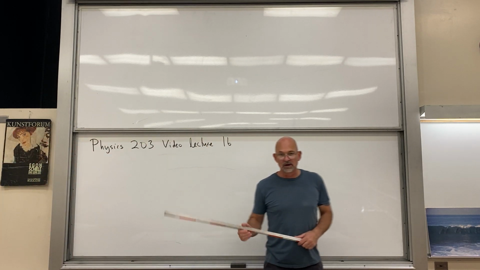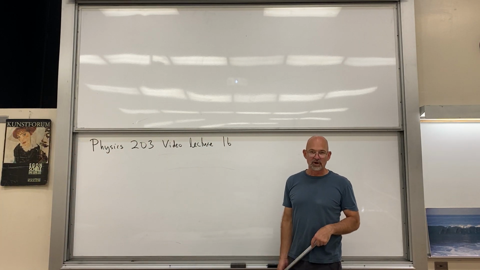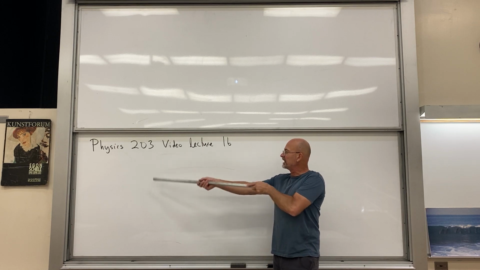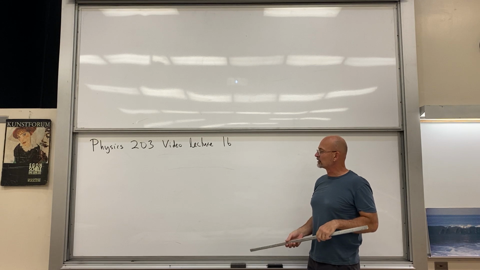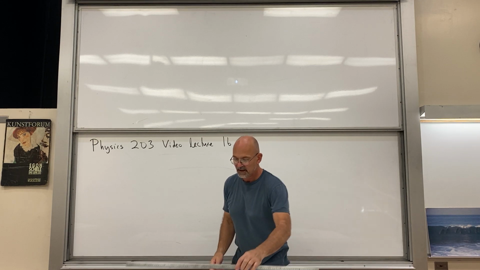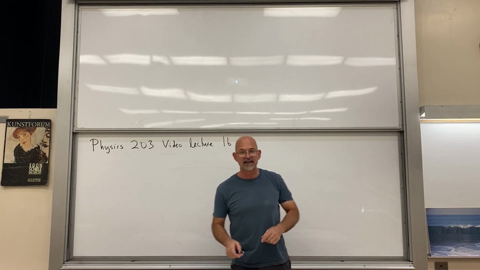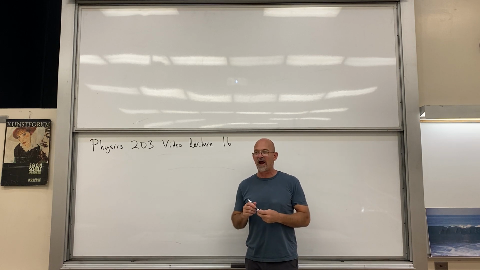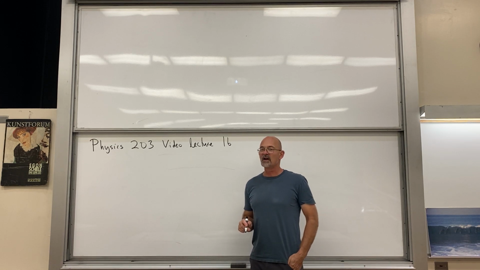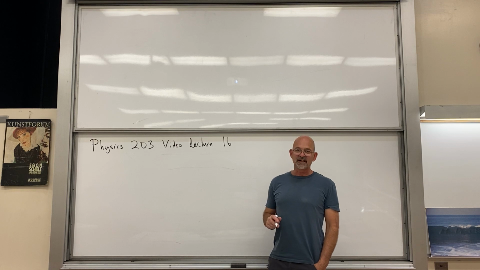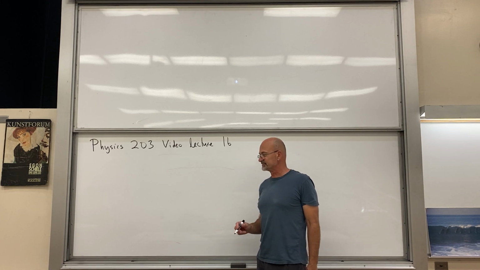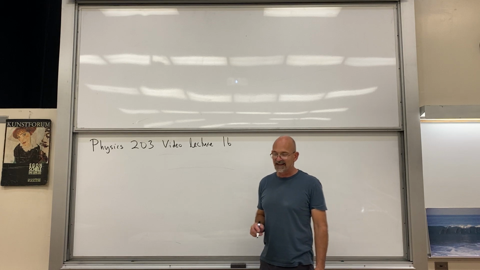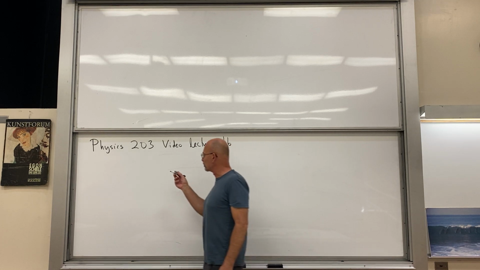Yes, here we are. It's the physics video lecture, Physics 203, video lecture 16. And we're moving on to a new topic in Hamiltonian mechanics called Poisson brackets. And these Poisson brackets look just like the commutators that you talk about in quantum mechanics. So classical mechanics had them first. So let's have a look at Poisson brackets.